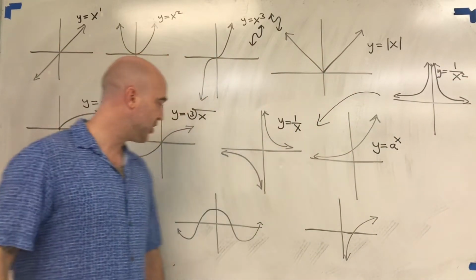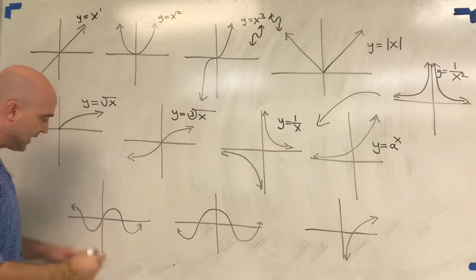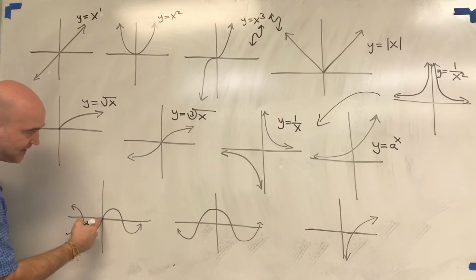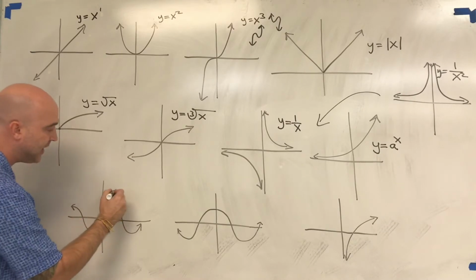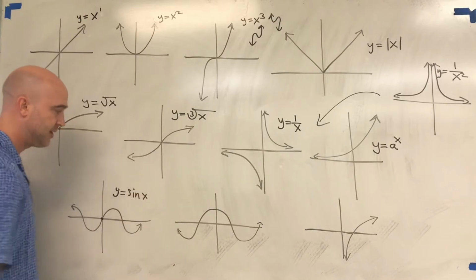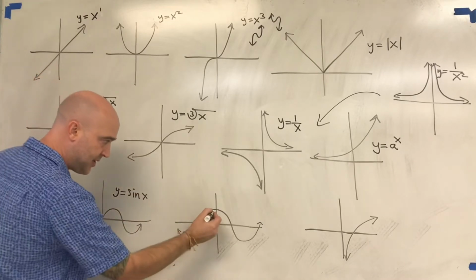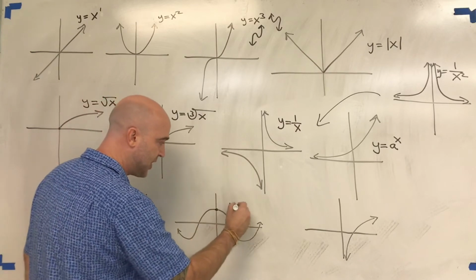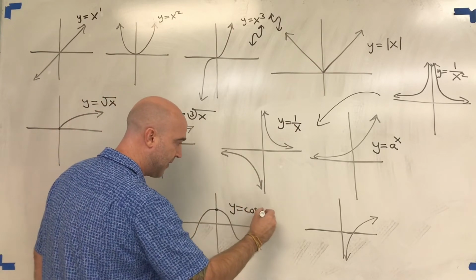We had the exponentials. For this one, the key is, where does it hit the y-axis? This hits the y-axis at 0. That's your sine function, y equals sine of x. This one hits the y-axis at 1 in general. So that's our cosine, y equals cosine of x.